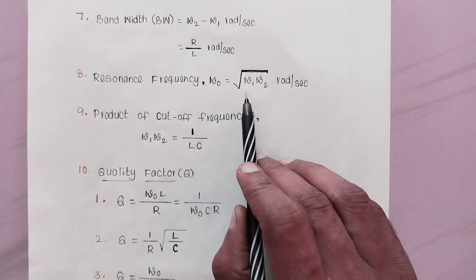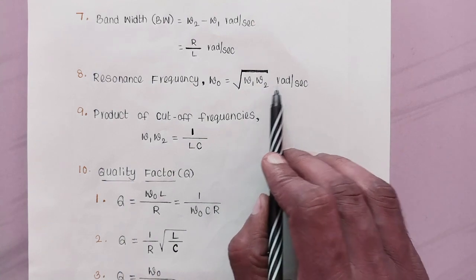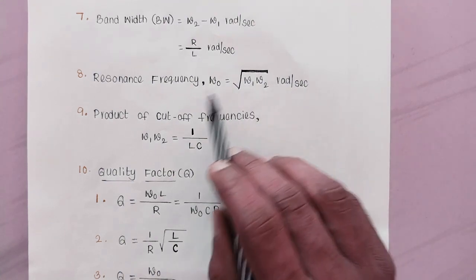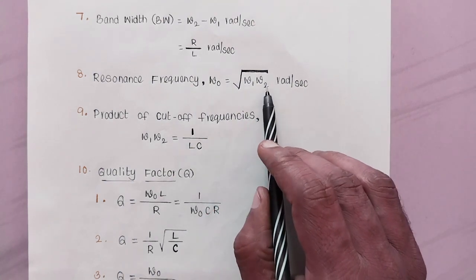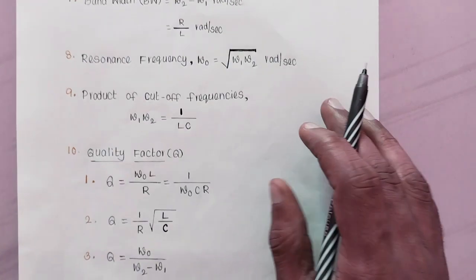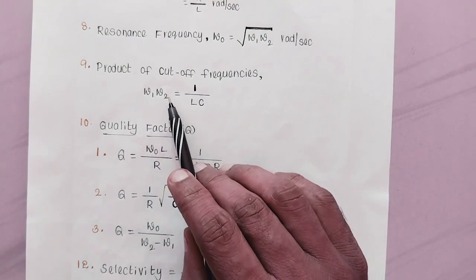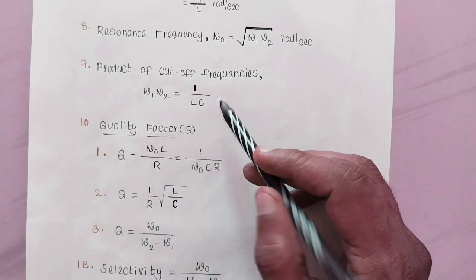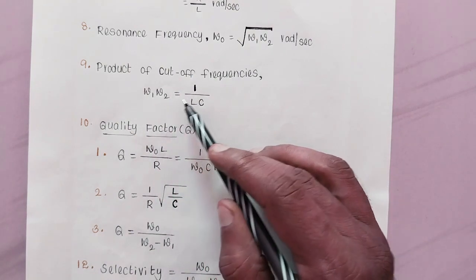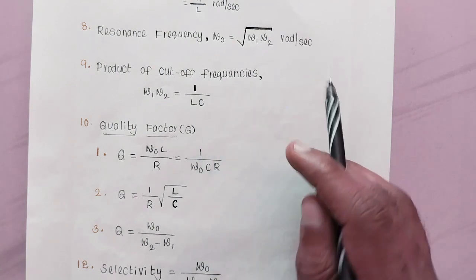Now, if you know the cutoff frequencies, what is the resonance frequency? Omega naught equal to root of omega 1 omega 2 radians per second is the resonance frequency when the cutoff frequencies are given. Similarly, the product of the cutoff frequencies: omega 1 and omega 2 are the cutoff frequencies in radians per second. What is that product? It is equal to 1 by LC.